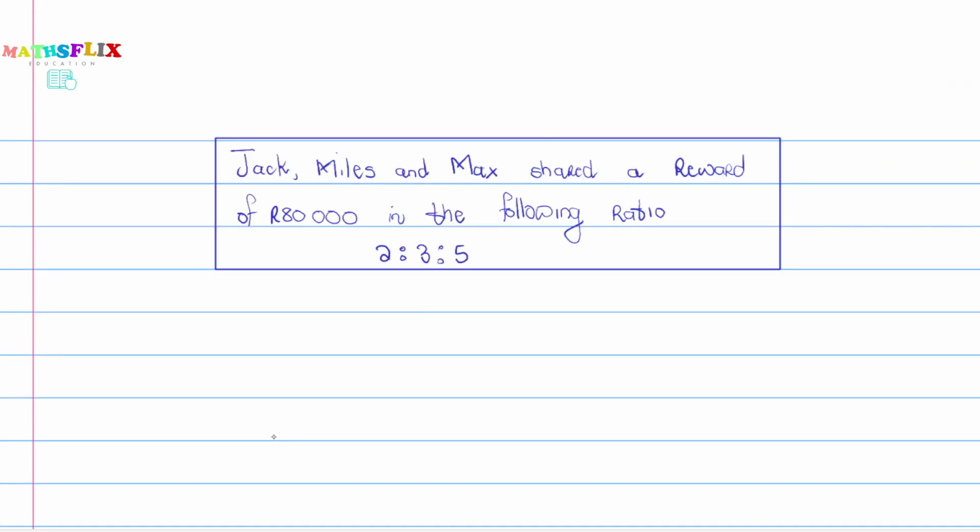Perfect. Jack, Miles, and Max shared a reward of 80,000 in the following ratio: 2 to 3 to 5. So we have Jack here, we have Miles here, and then we have Max here.